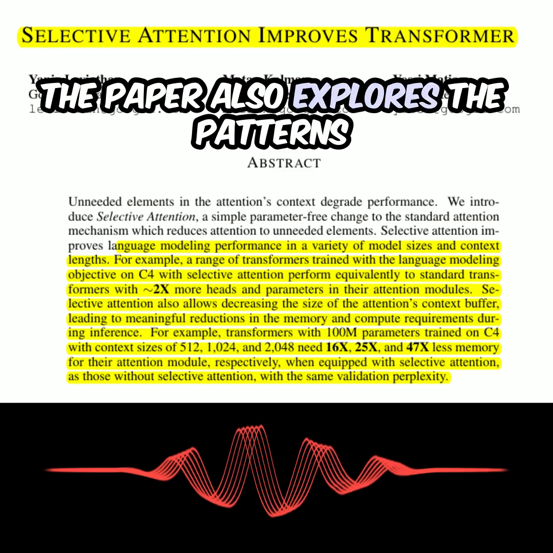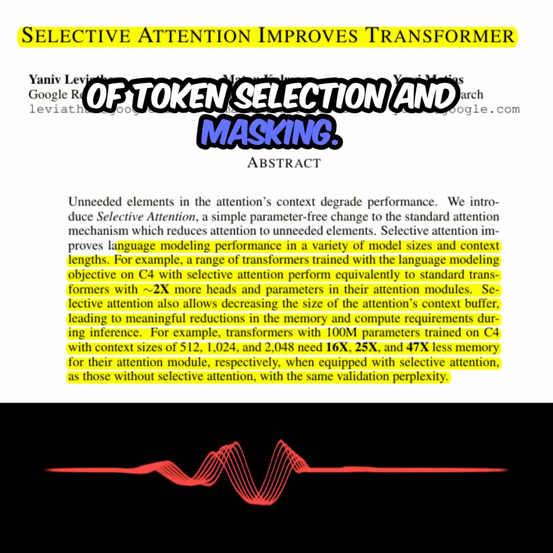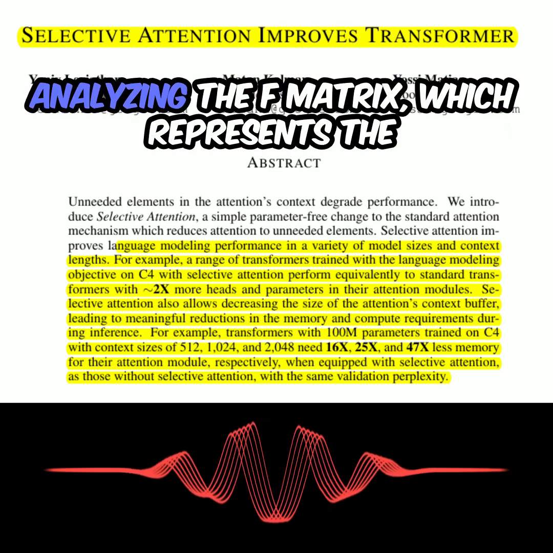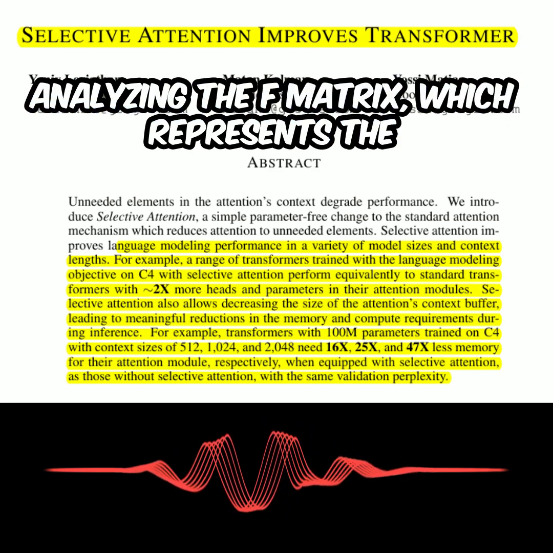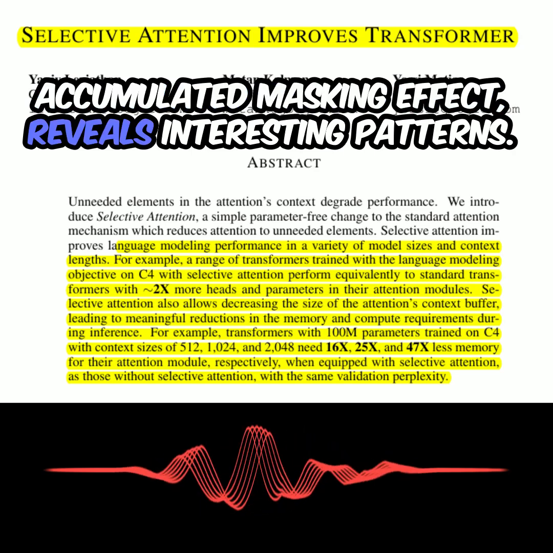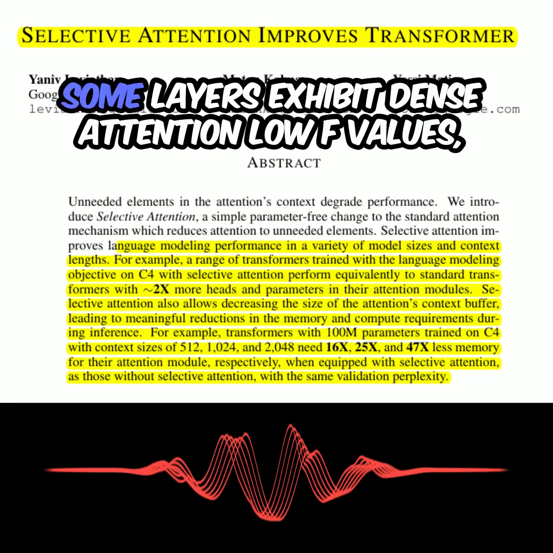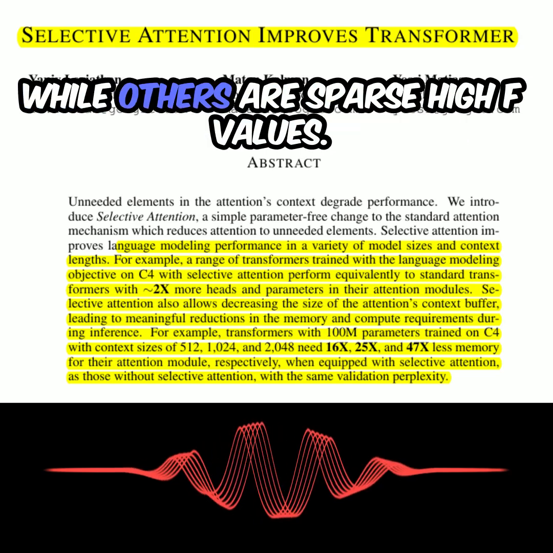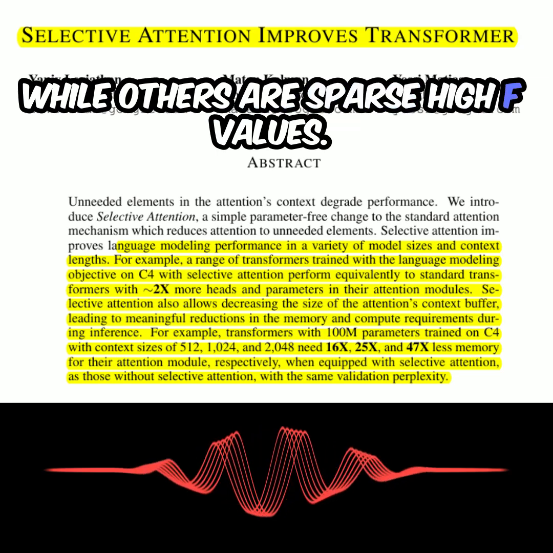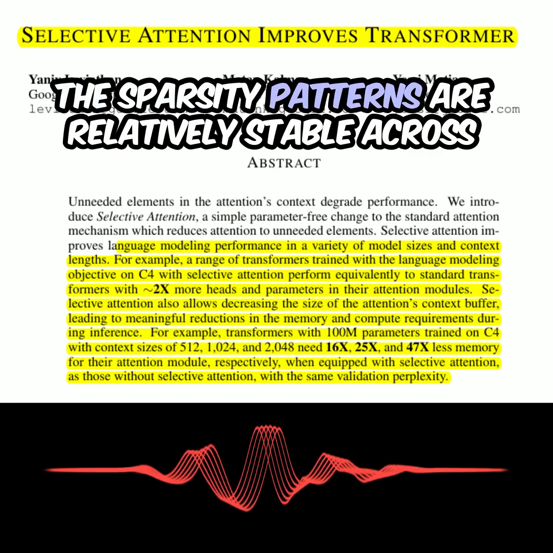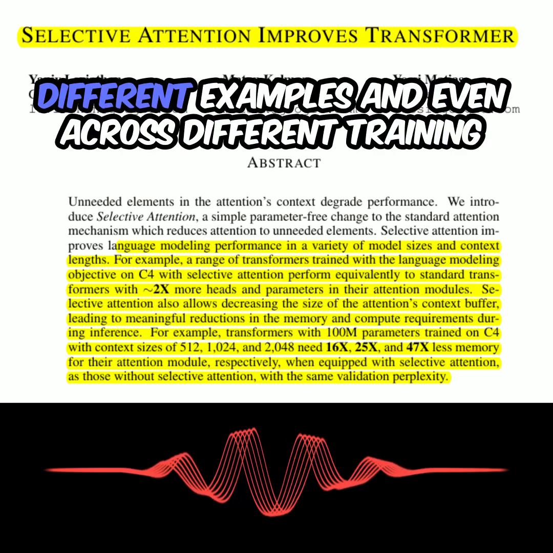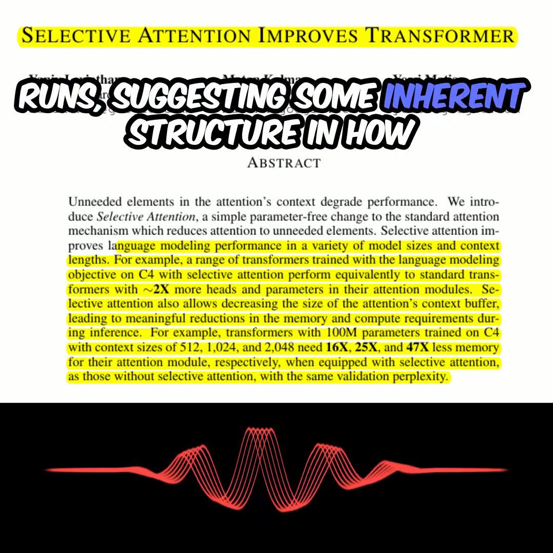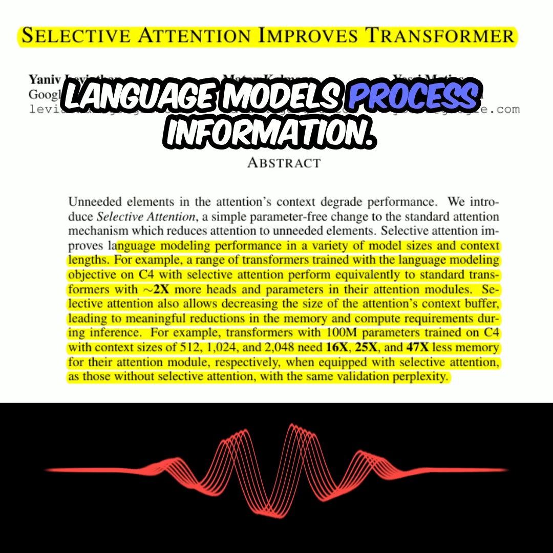The paper also explores the patterns of token selection and masking. What insights did they gain from analyzing the F matrix? Analyzing the F matrix, which represents the accumulated masking effect, reveals interesting patterns. Some layers exhibit dense attention, low F values, while others are sparse, high F values. The sparsity patterns are relatively stable across different examples and even across different training runs, suggesting some inherent structure in how language models process information.